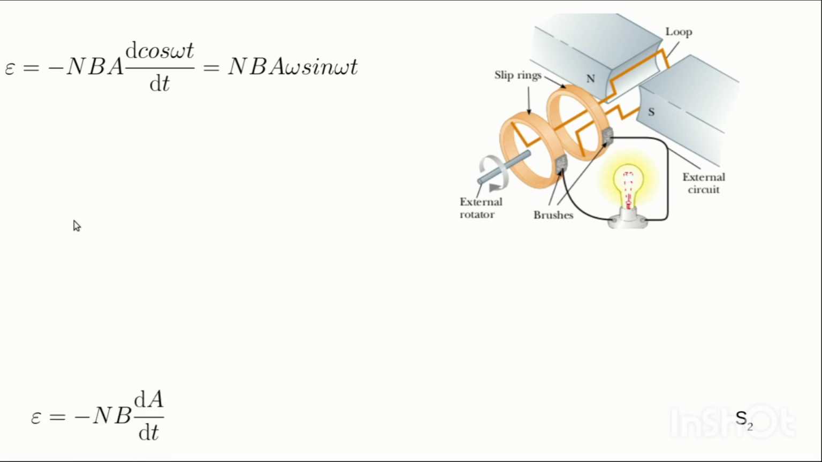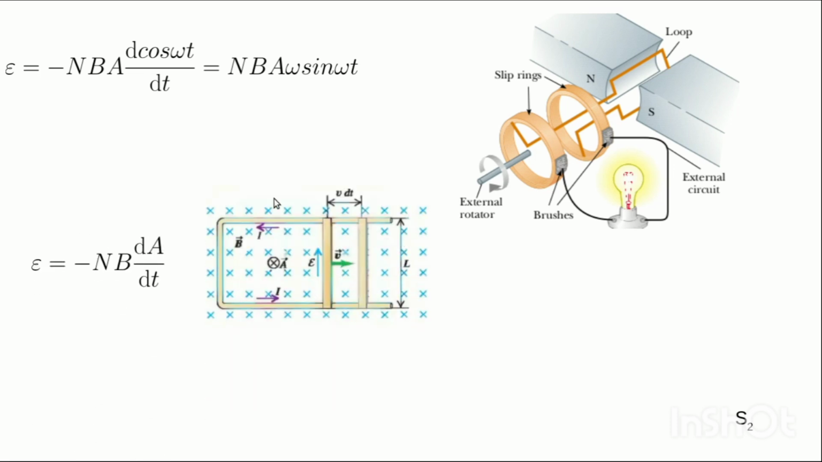Then secondly, where we have a changing A, this is a diagram that describes such a scenario. This is a slide wire generator. We can see this is a loop, and this is a rod that moves in this direction. So we can see the area here.